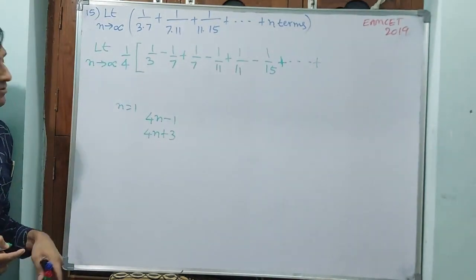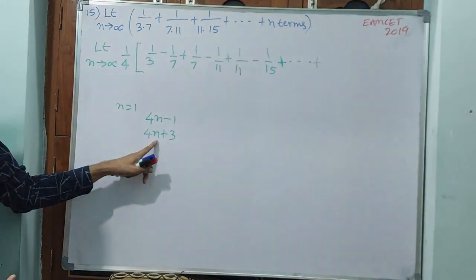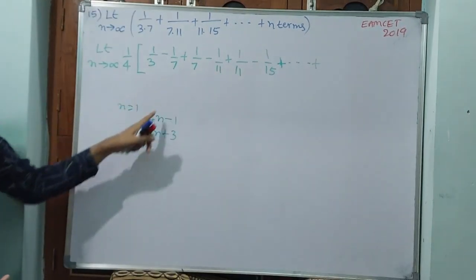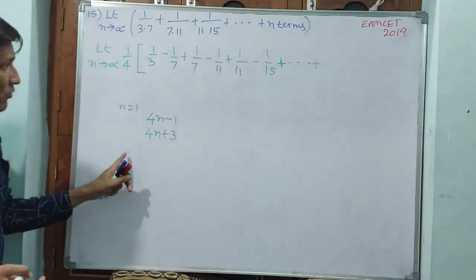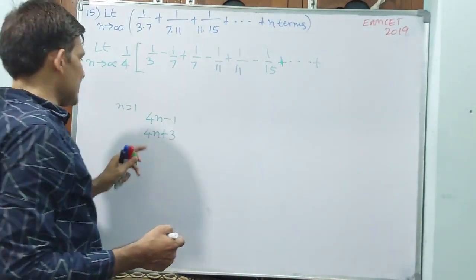Is it okay? Definitely okay. Why? Because see, 4n plus 3 means 4 into 1 plus 3, 7. 4n minus 1 means 4 minus 1, 3. Okay? Now you write and see whether it is correct or not.